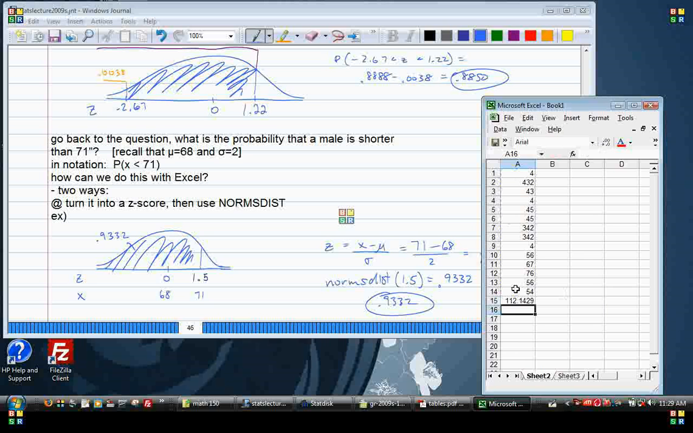How do you find the standard deviation? Equals STDEV, open parenthesis, highlight your data, close parenthesis, return. And there's your standard deviation. Is that good? The command for average is average, and the command for standard deviation is STDEV.